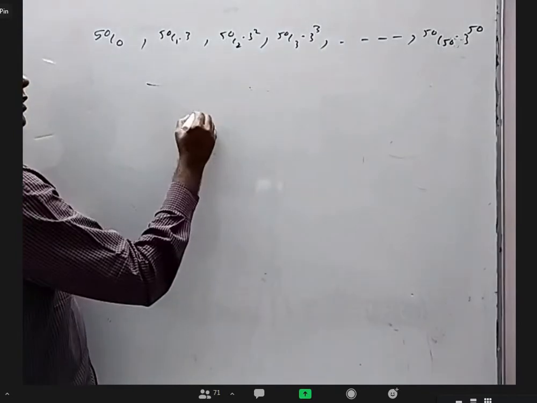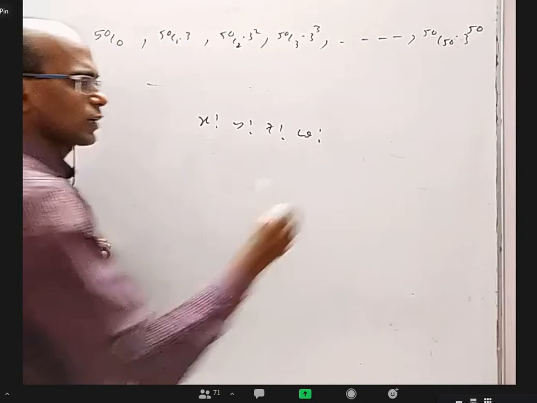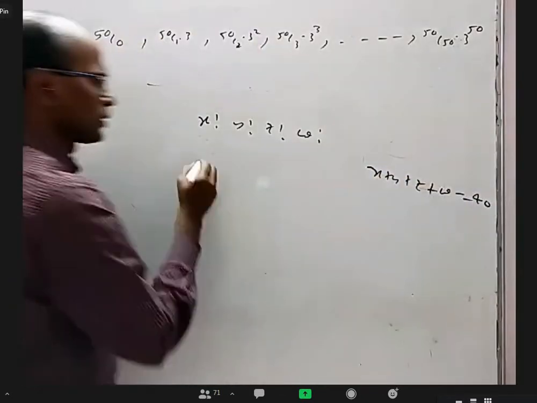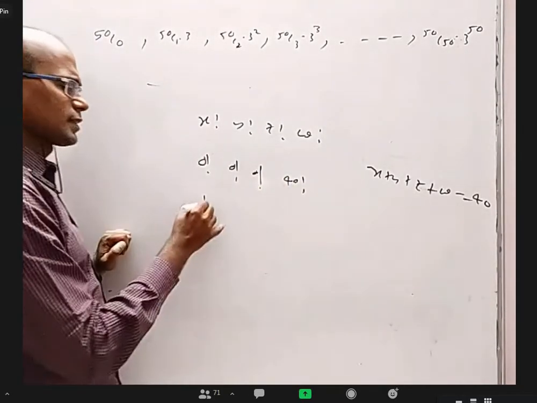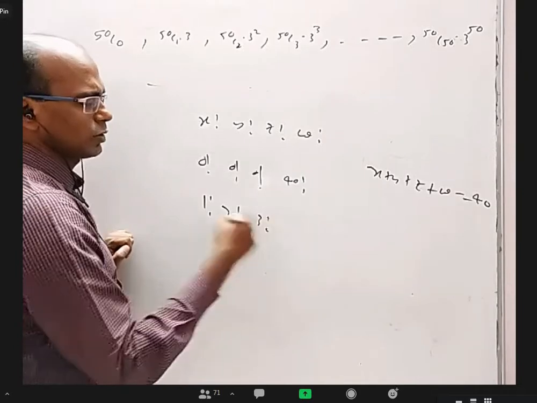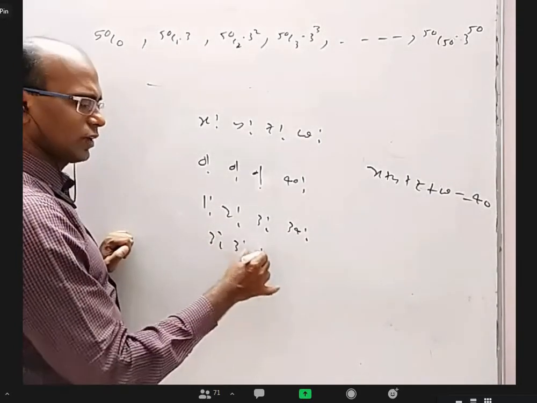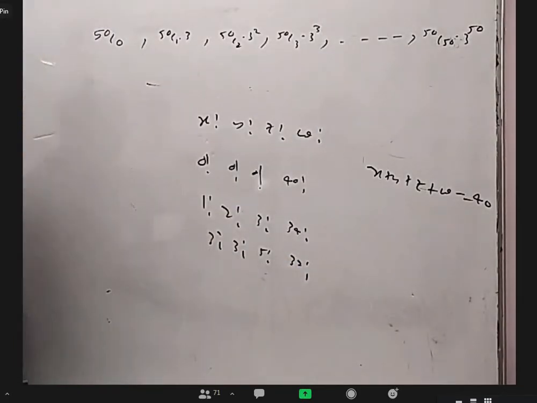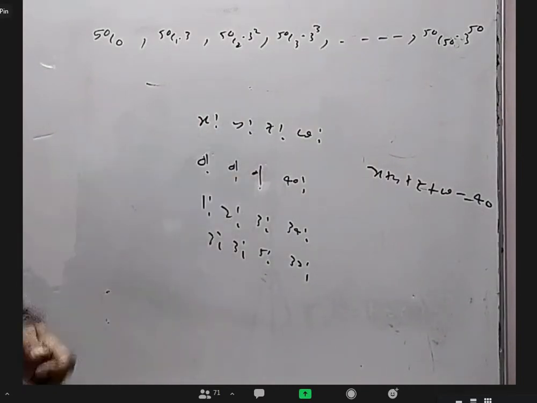Let us take x factorial into y factorial into z factorial into w factorial, where x plus y plus z plus w equal to 40. Somebody can take 0 factorial into 0 factorial into 0 factorial into 40 factorial. Somebody can take 1 factorial into 2 factorial into 3 factorial into 34 factorial. Somebody can take 3 factorial, 3 factorial, 5 factorial into 32 factorial. So many, right? Among all these, x, y, z, w are whole numbers.